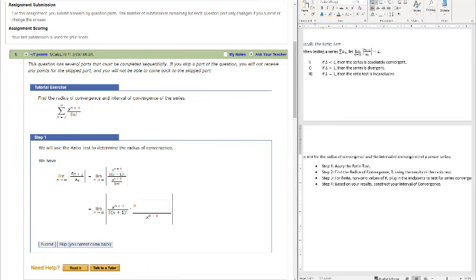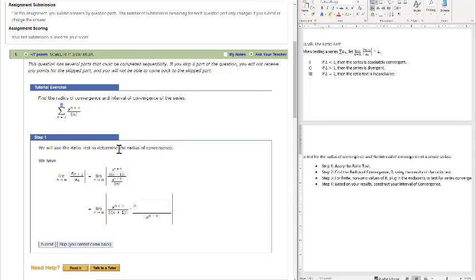Let's do an example from your lab assignment. This is from section 11.8, problem number 1. They want us to find the radius of convergence and interval of convergence for the series. And our series is x raised to the n plus 8th power divided by 8 times n factorial, and our series starts from 3 and goes off to infinity.